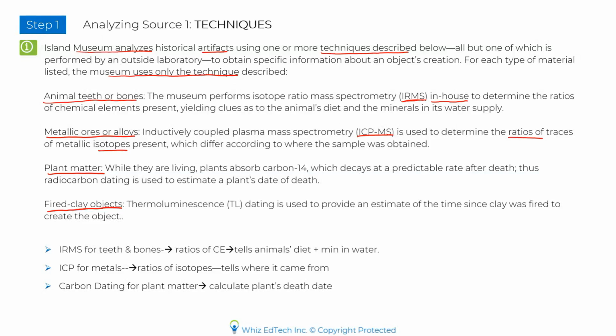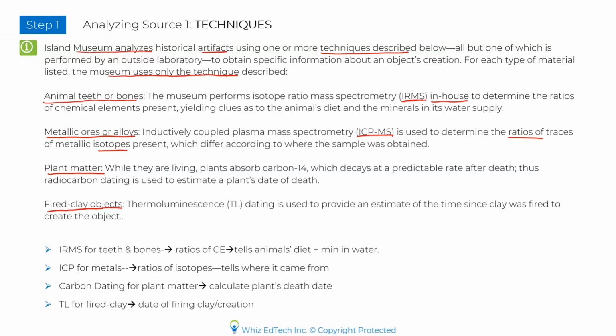Fired clay objects, the fourth one. TL dating is used to provide an estimate of the time since the clay was fired to create the object. So basically, it tells us how much time has passed since the creation of the object. So it also tells you the time of the creation of the object.